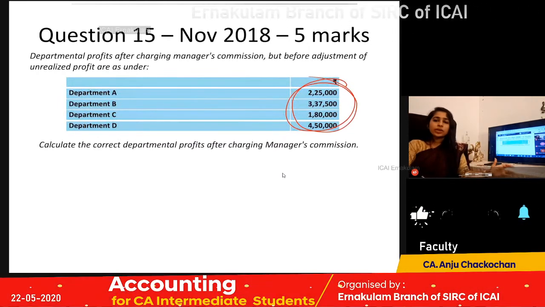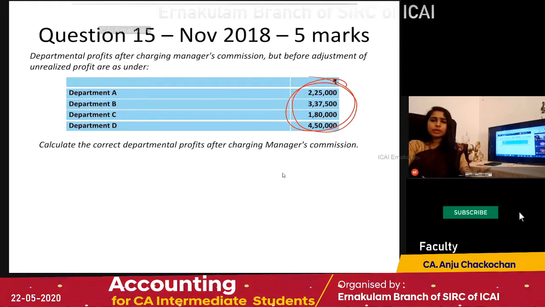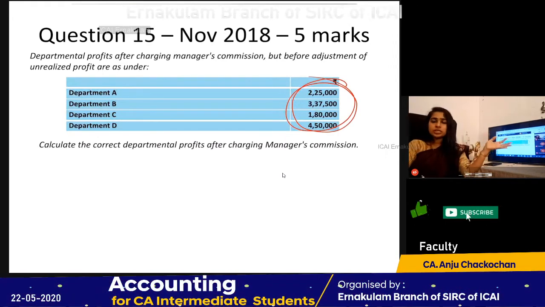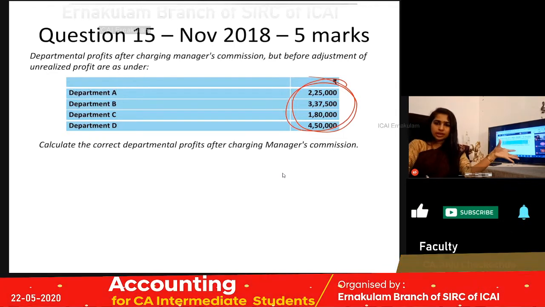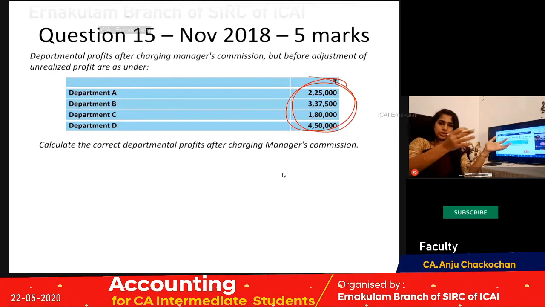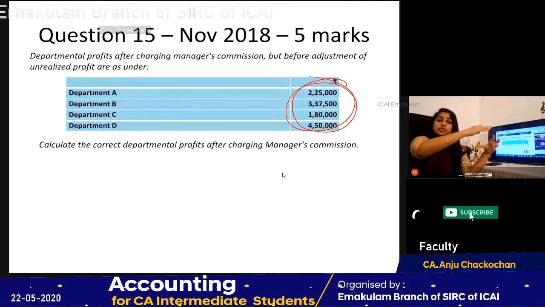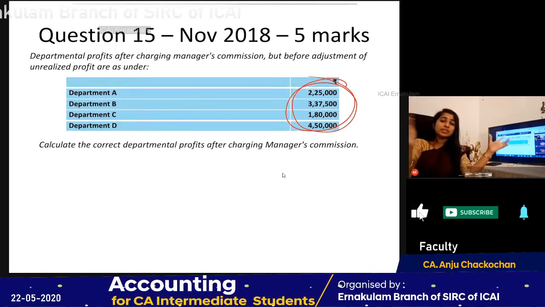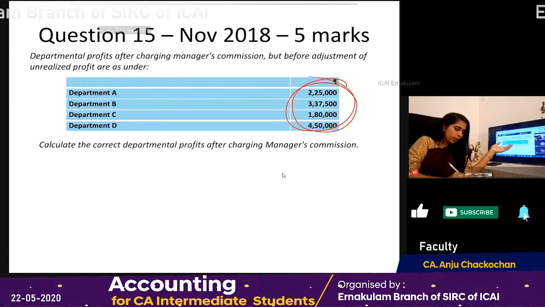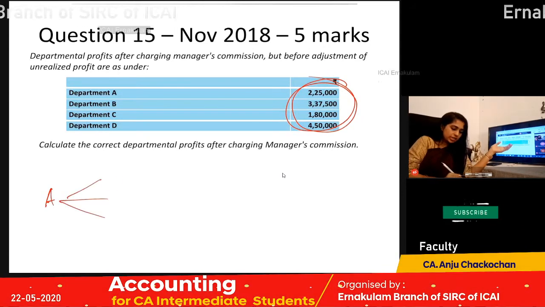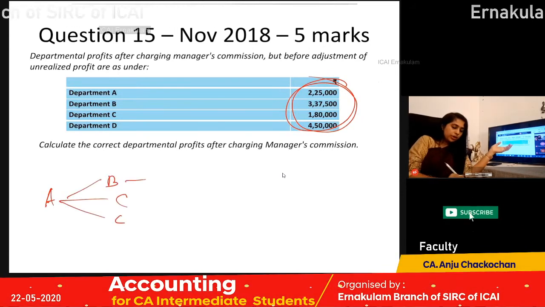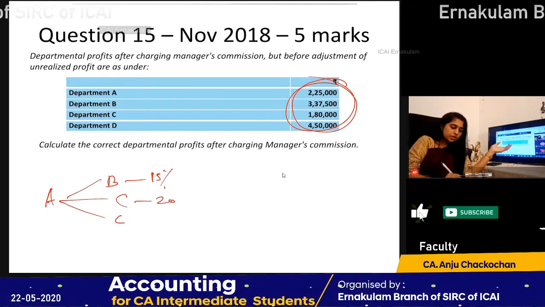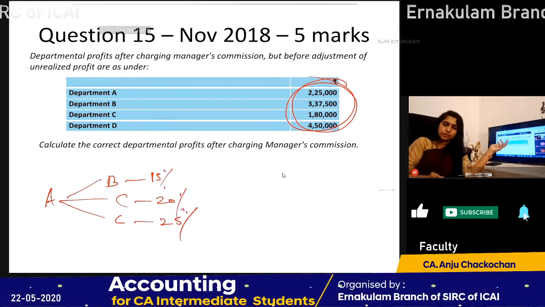So here we have seen a similar question, but what is the difference compared to the other questions? In the previous questions that we dealt with, each department was transferring goods to other departments at varying rates. Like A will transfer to B, C, and D, let's assume. This might be at 15 percent, here it might be at 20 percent, here it might be at 25 percent.